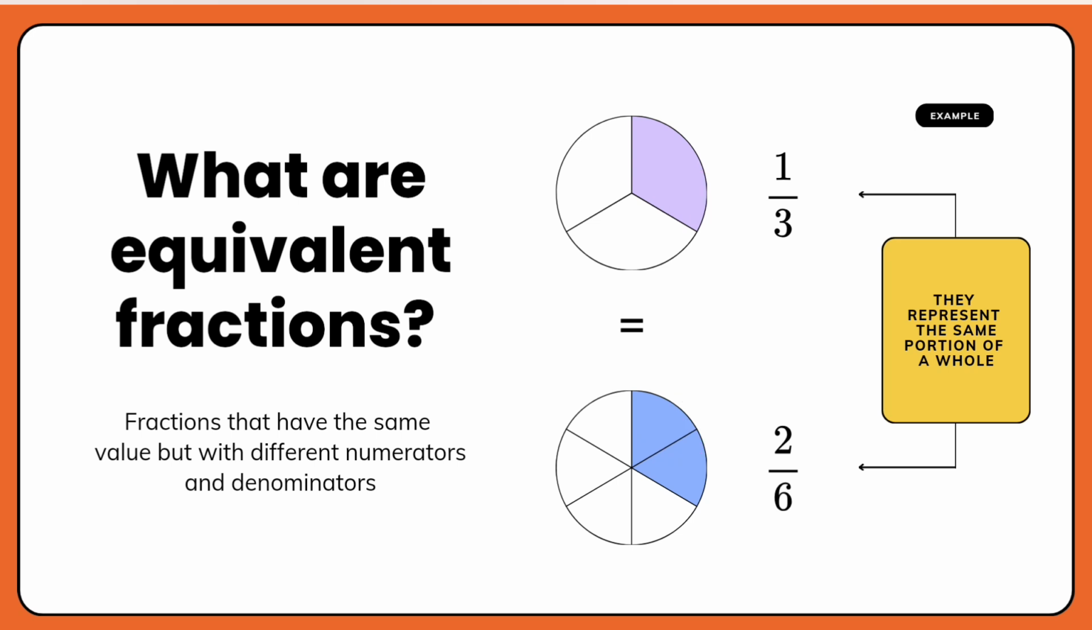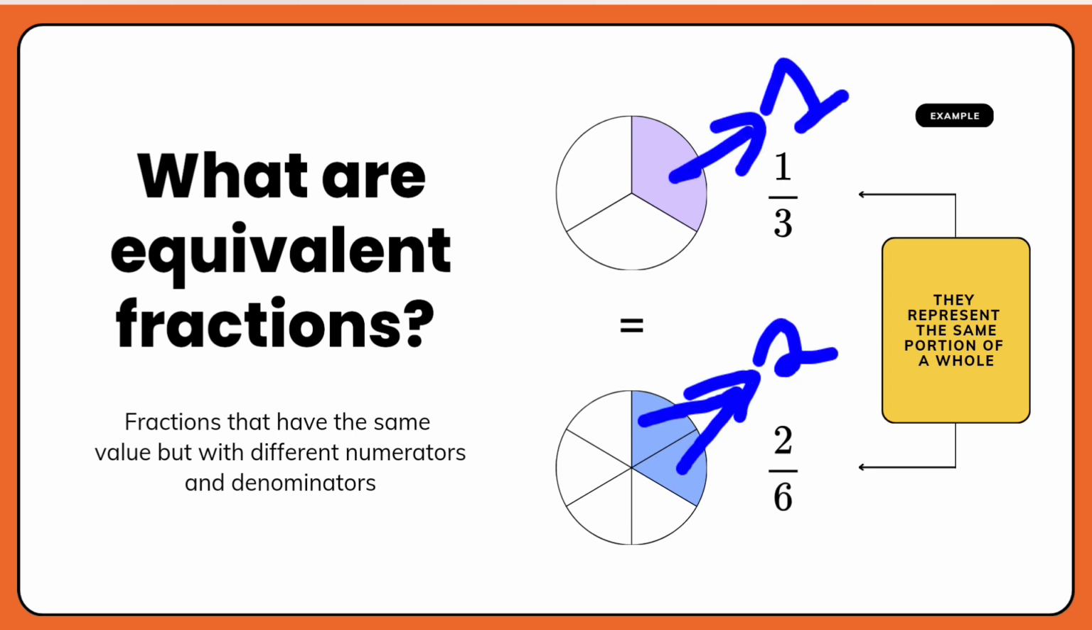Let's understand with a simple example. Imagine you can see here two pies. Okay, you will consider these two as pies. The first pie is divided into three equal parts. If you take 1 out of 3, the fraction is 1 bar 3. And the second pie is divided into 6 equal parts. If you take 2 parts out of 6, the fraction is 2 bar 6. Although the fractions look different, both represent the same portion of the pie. That's why they are called equivalent fractions.